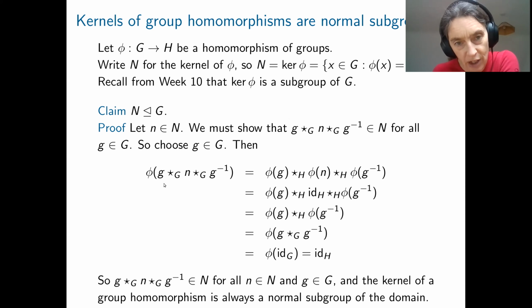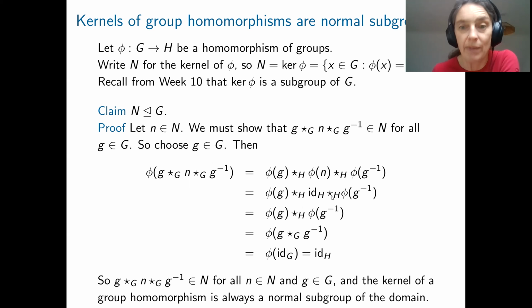Well, if we apply phi to g n g inverse, phi is a group homomorphism. That means it respects the operation of G. It transforms it into the operation in H, really. So the image of this element should be the image of g, composed in H with the image of n, composed in H with the image of g inverse. Now, n is not just any old element of G. It belongs to the subgroup N of things whose image under phi is the identity in H. So phi of n is the identity element of H, because n is in the kernel of phi. So this middle term in this product of three is the identity element in H.